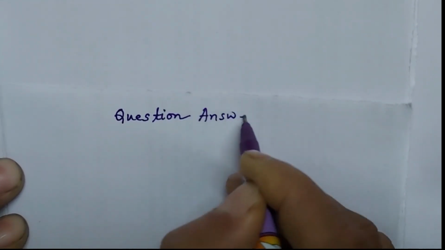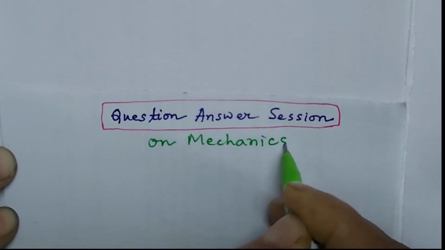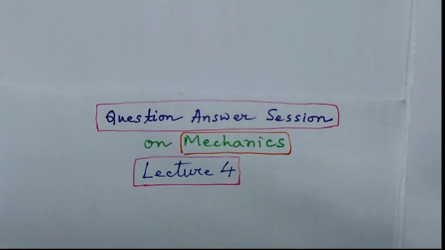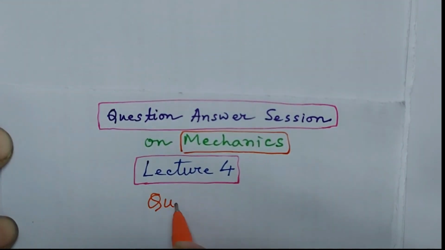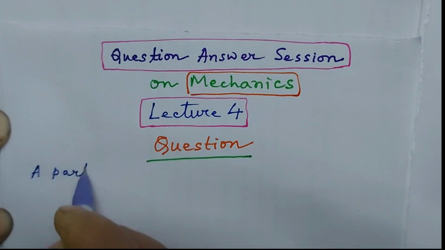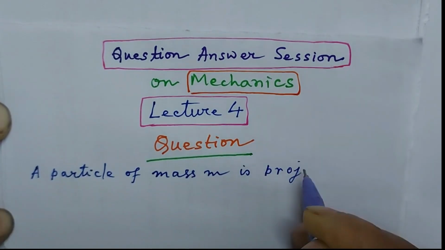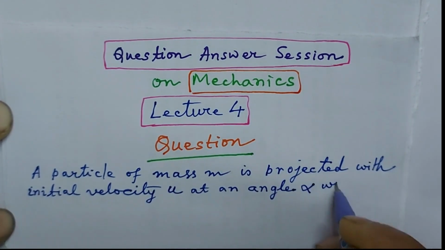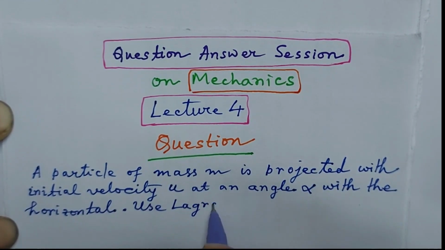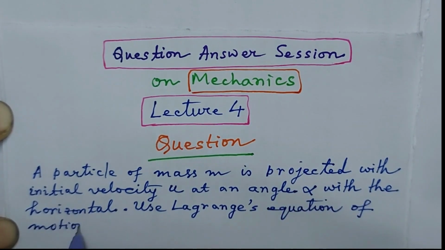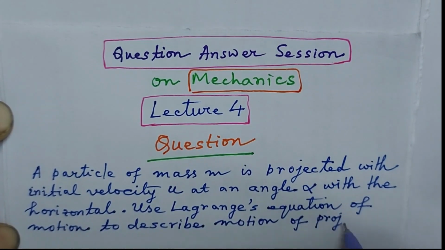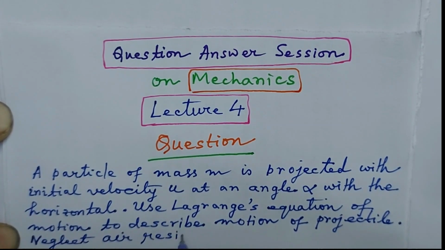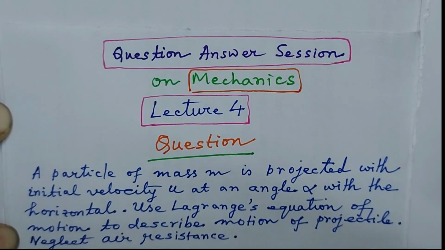Let us start another question answer session on mechanics, and this is lecture number 4. We shall try to solve the following question. A particle of mass m is projected with initial velocity u at an angle alpha with the horizontal. Use Lagrange's equation of motion to describe motion of projectile. Neglect air resistance. And this is a very important constraint or condition that will make the problem very simple.